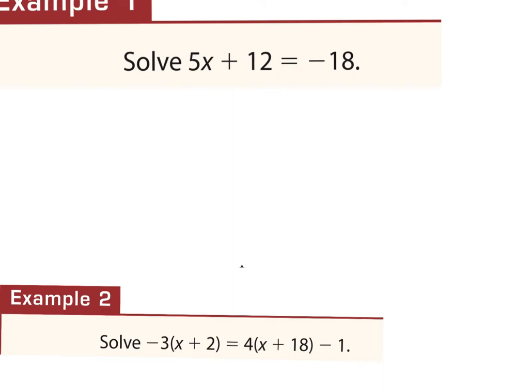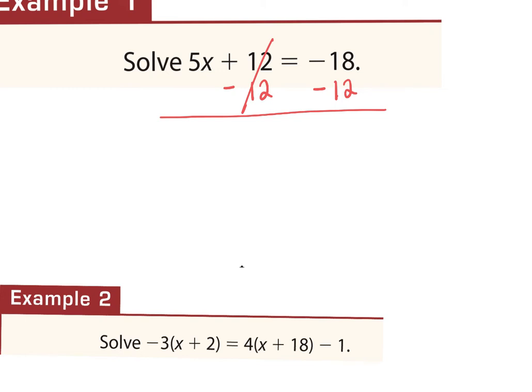Remember, I have to get rid of it on the side that it is with the x. It is plus 12. The only way to get rid of it is to subtract 12, right? So that's exactly what I'm going to do. I'm going to say minus 12 here. 12 minus 12 is going to zero out on this side. But my property says if I do it on the left side, I have to do it on the right side. So I am going to say minus 12 over here as well, right?